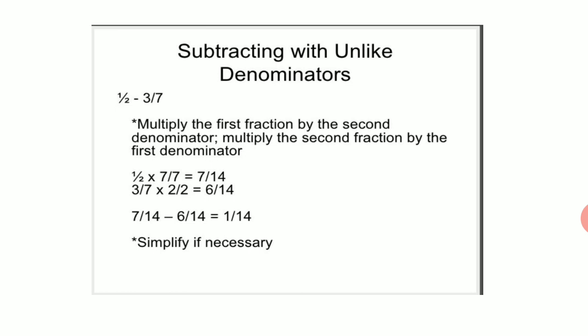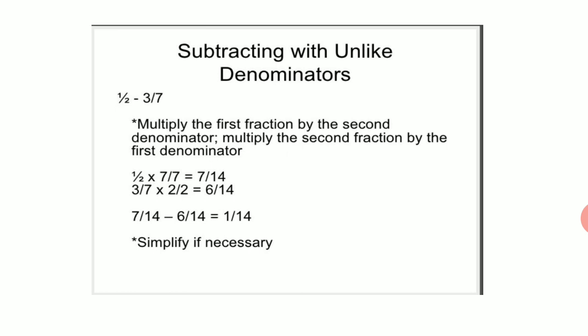Now taking the second fraction, that is 3 by 7, we multiply by the denominator of the first. So in the denominator part of the first fraction we had 2. So 3 by 7 into 2 by 2. Why are we multiplying 2 both on numerator and denominator? Because we want to change it into an equivalent fraction, that is why.